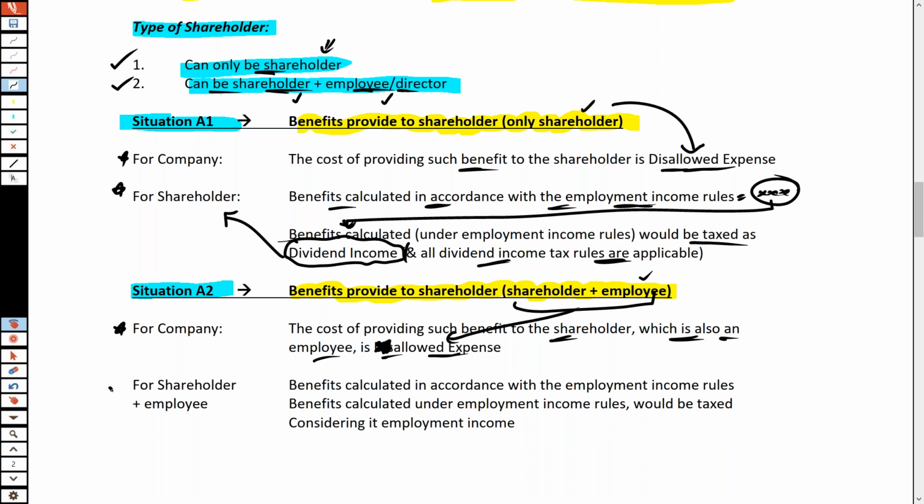These are the implications for the company, but for the employee, what are the implications? Benefits are calculated in accordance with the employment income rules. The amount calculated over here would not be on a 20% normal asset usage; it would be the amount of the asset provided to the shareholder.